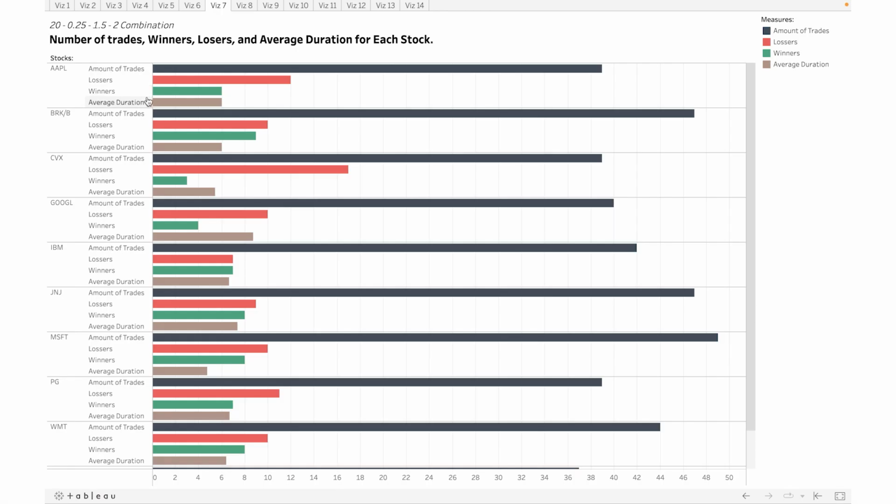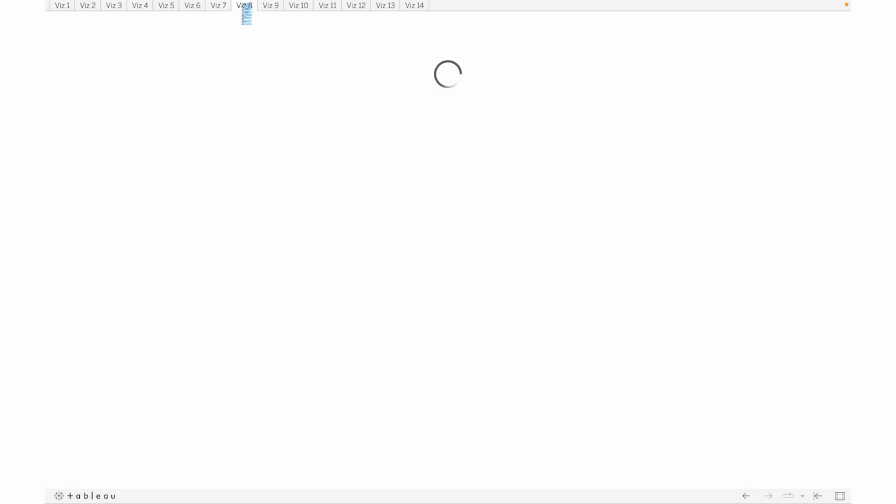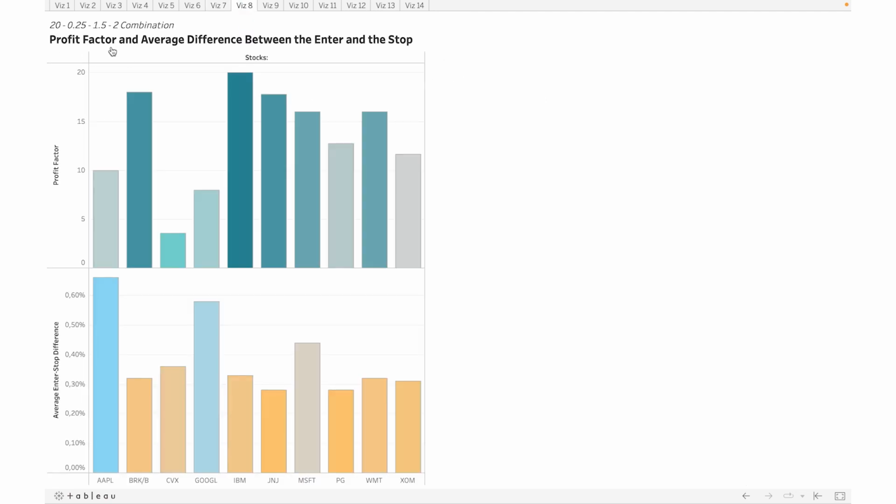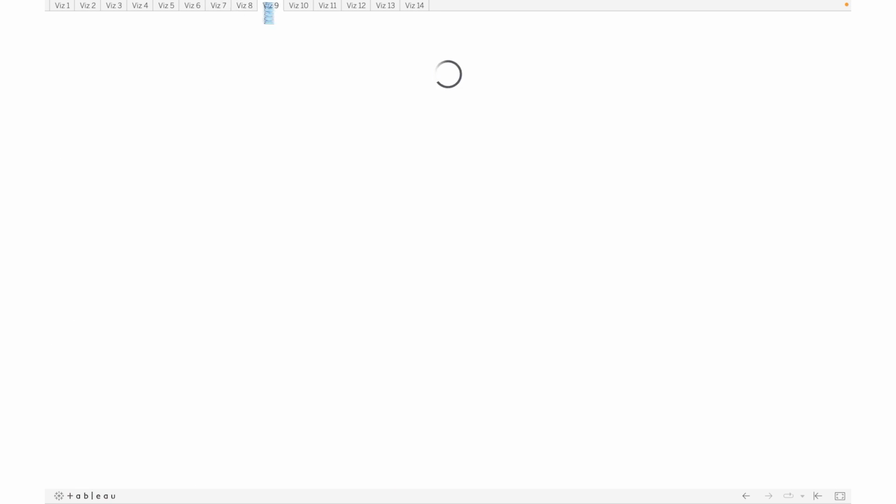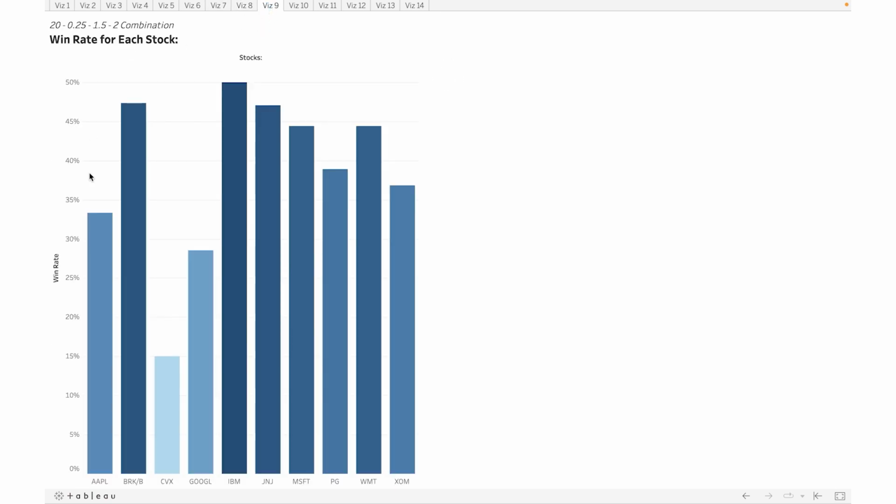Now, going back to the chart, in the last bar we can observe that the average duration of the trades was 6 working days. In this visualization, also for the 20R combination, we can see the profit factor for each stock as well as the average entry stop difference for each stock. Here we can see the win rate that the 20R combination had for each stock.